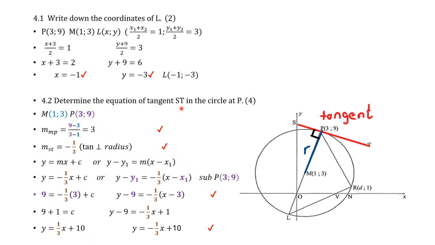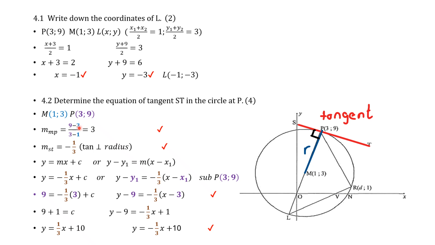So equation of the tangent. To find the gradient, I'm going to first find the gradient of MP, and then work from the fact that they're 90 degrees to find the gradient of ST, and from there substitute P. So if I look there, M is (1, 3) and P is (3, 9). So for my gradient for MP, 9 minus 3 over 3 minus 1.